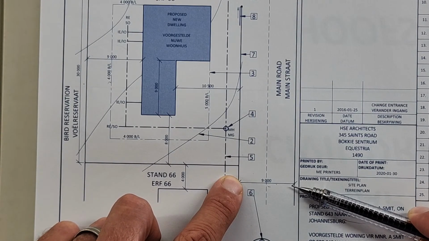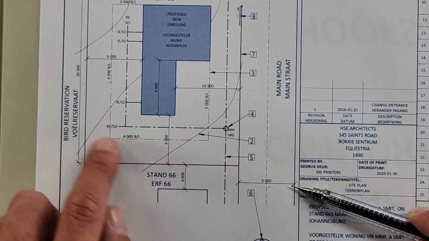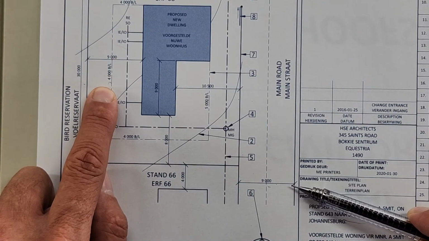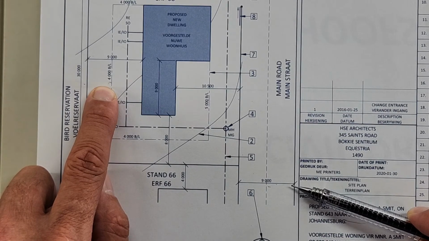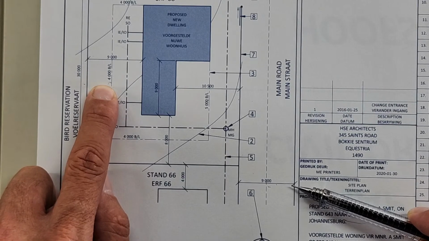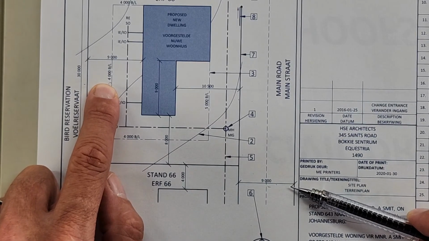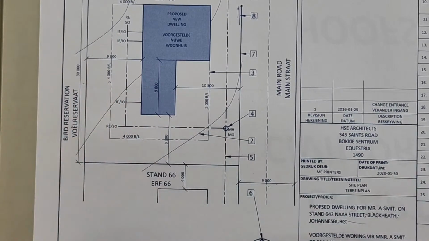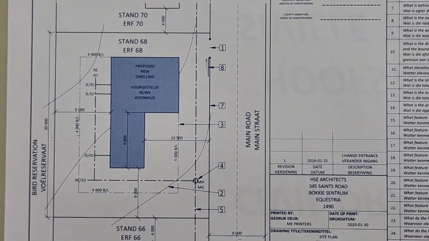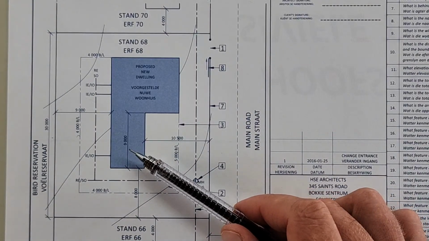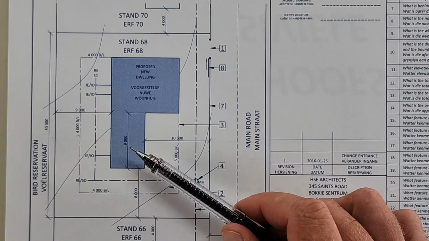What is the distance between the building line and the boundary line at the back of the proposed new dwelling? Well, it's 4 meters. They don't say, so then you can leave 4,000. Then it stays 4,000. Dit is nie 4,000 nie. Want hy sê wat is die afstand. 10,000. Goed, alles goed.